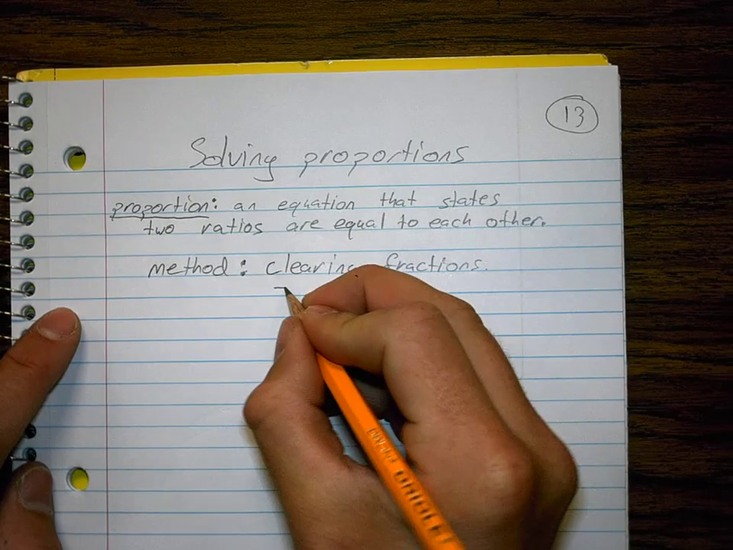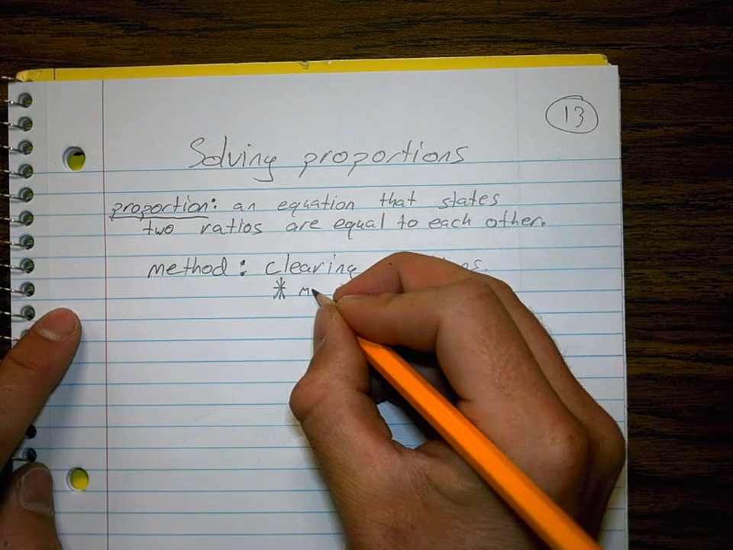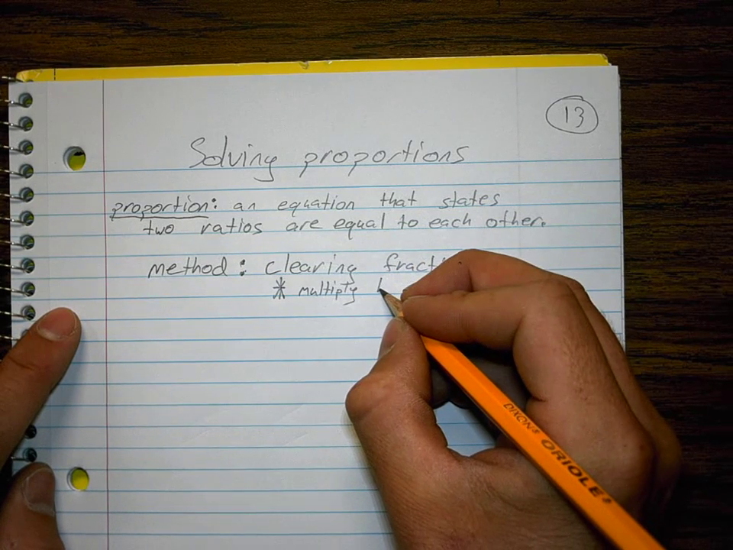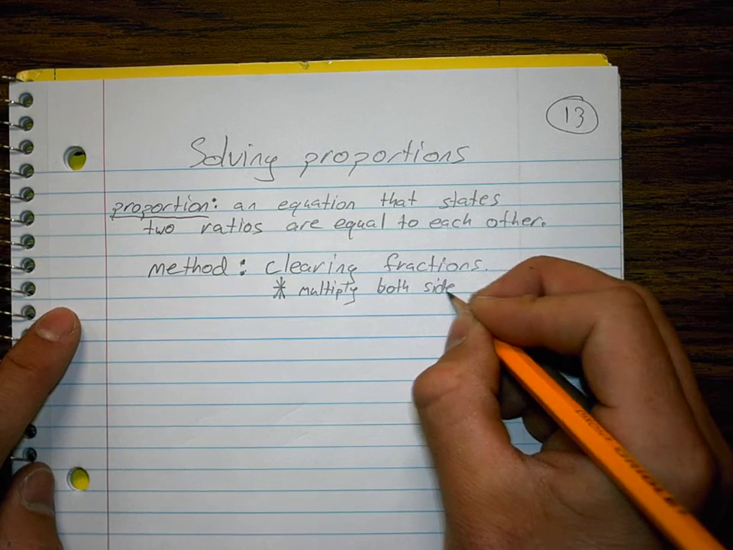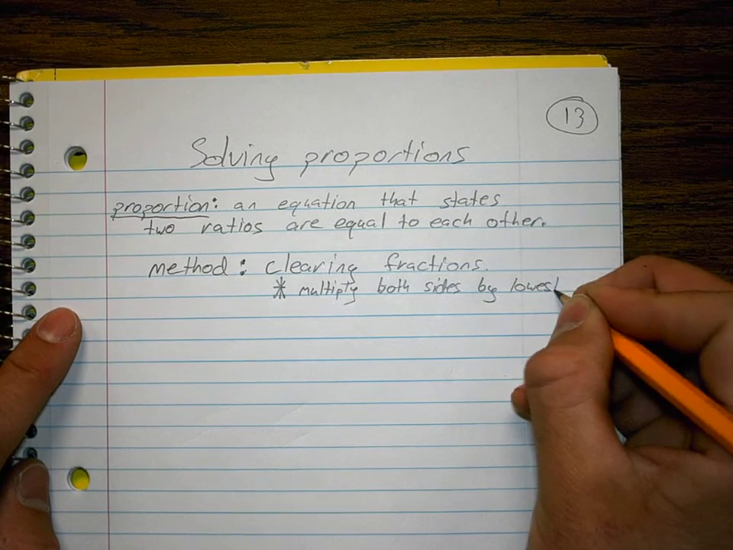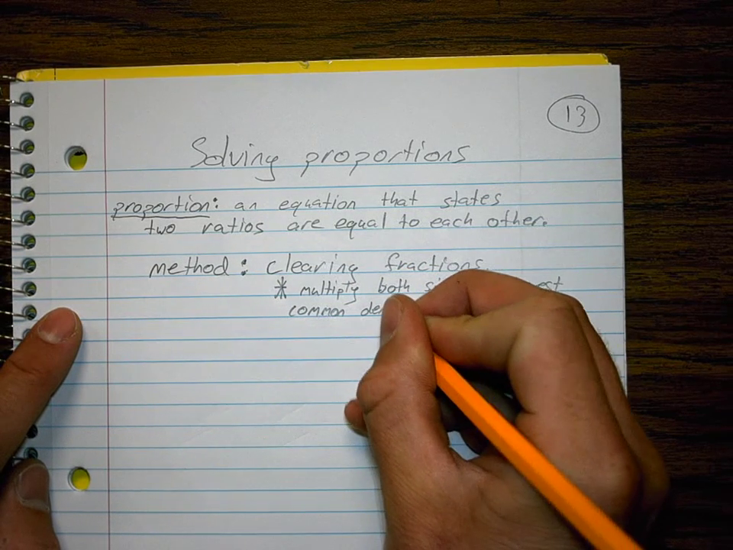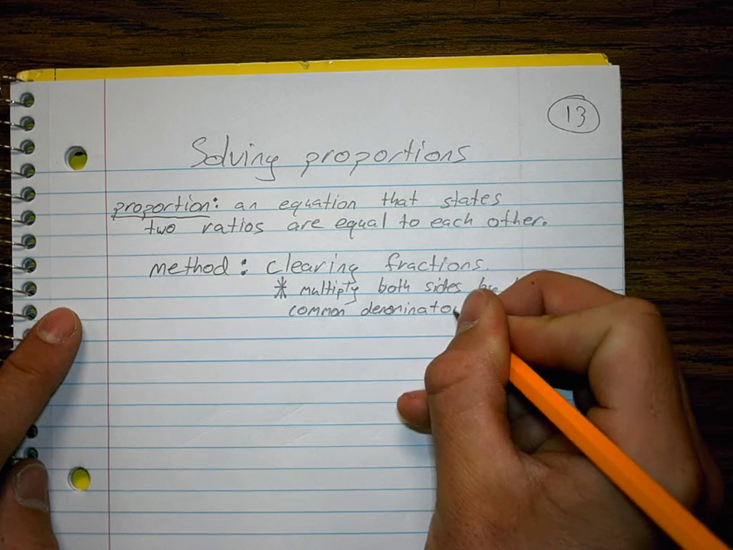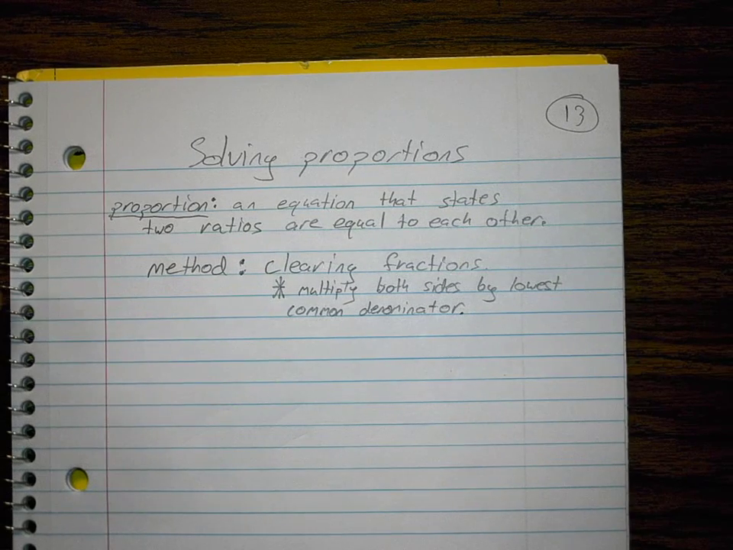So in that method, star note: multiply both sides by the lowest common denominator, like what we did in the warm-up.